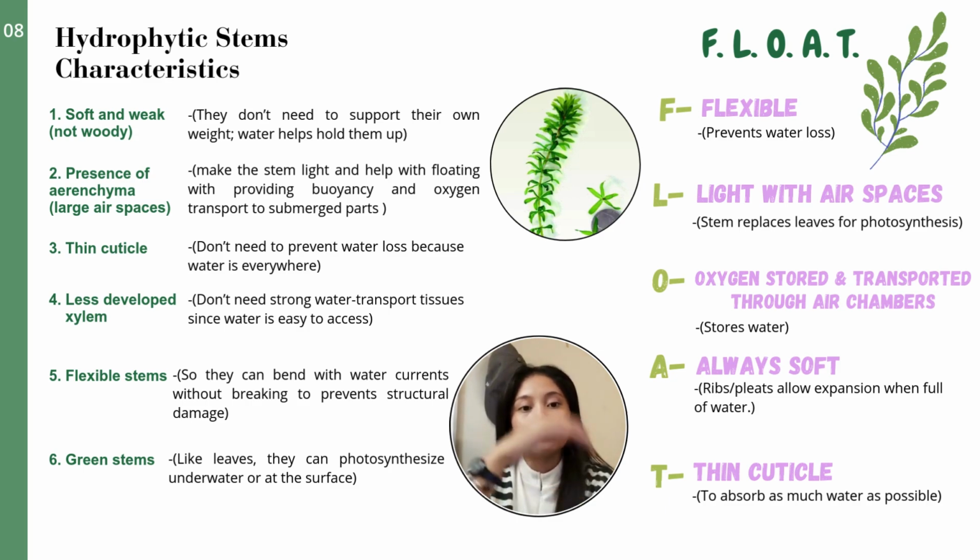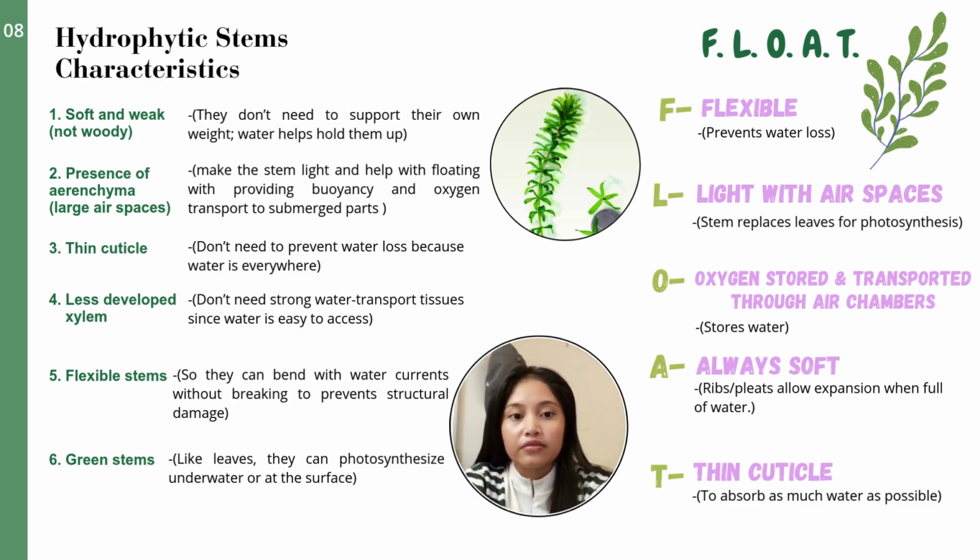First, it has soft and weak stems since they don't need to support their own weight because water holds them up. Second one is the presence of aerenchyma. It makes the stem light and helps with floating. Third, it has thin cuticles since they don't need to prevent water loss because water is everywhere. Fourth, it has less developed xylem because they don't need strong water transport tissues since water is easy to access because they are in water.